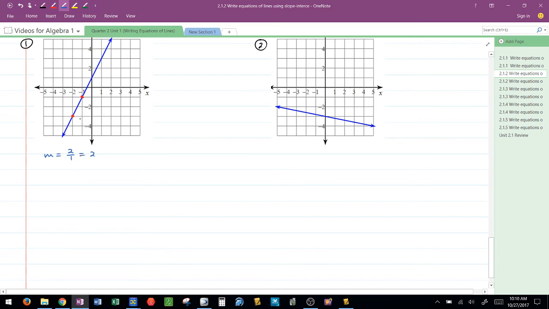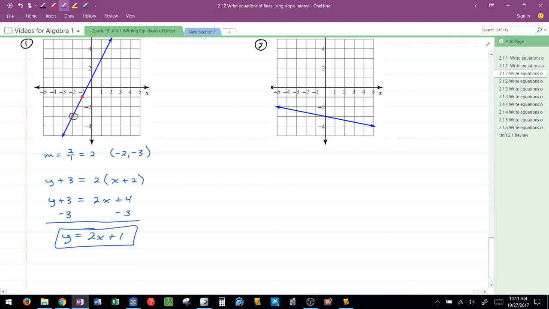I know it has to pass through one of the points. I'm going to pick this one. That's located at -2, -3. I plug this into point slope. Y minus -3, which is y plus 3, equals 2 times x minus -2, which would be plus 2. Distribute. Y plus 3 equals 2x plus 4. Get y by itself. Y equals 2x plus 1.